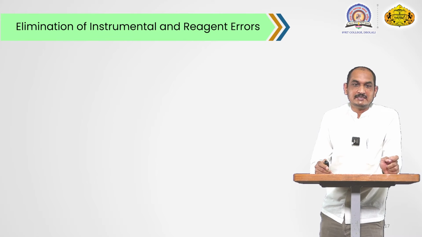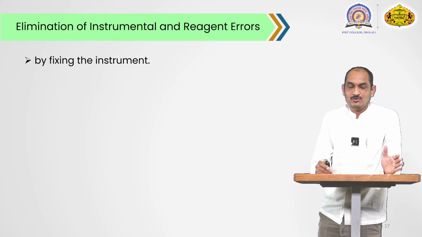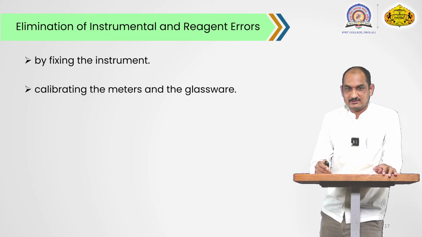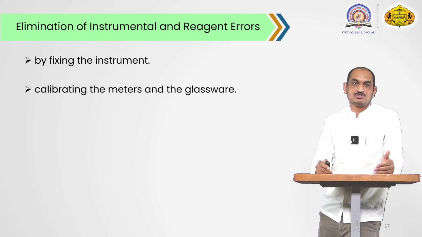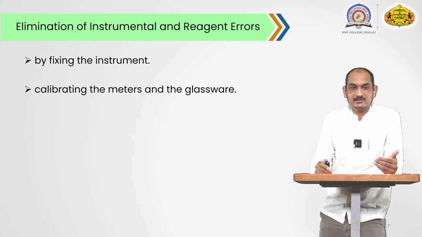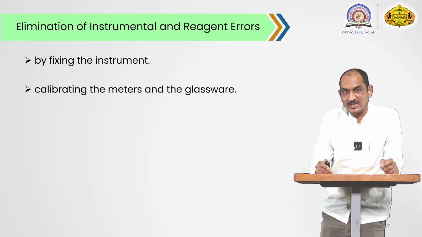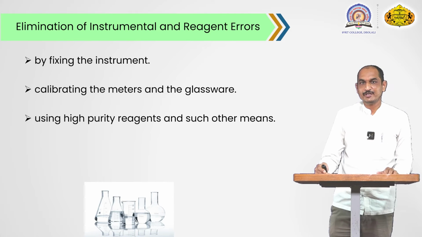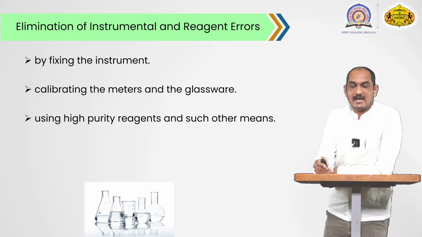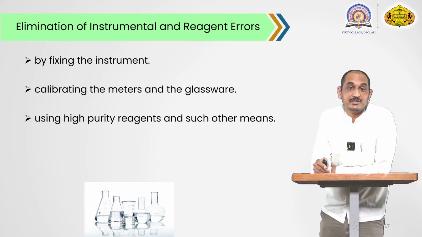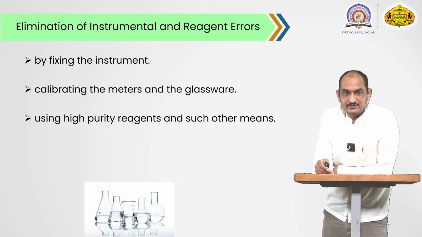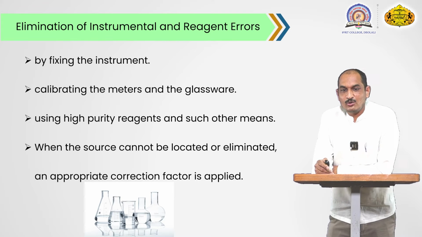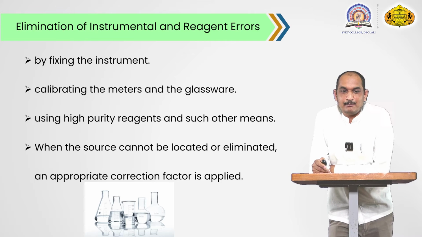Then how to eliminate these instrumental and reagent errors? First way, by fixing the instrument. Then we can eliminate these instrumental errors by calibrating the meters and the glassware before starting the analysis. Another way to reduce instrumental and reagent errors is by using high purity reagents. Then when the source cannot be located or eliminated, an appropriate correction factor is applied to minimize or eliminate the instrumental and reagent errors.